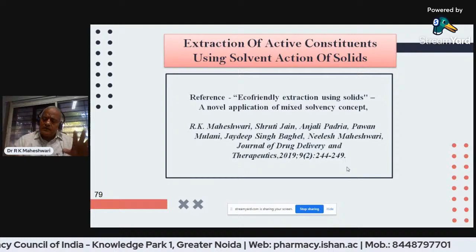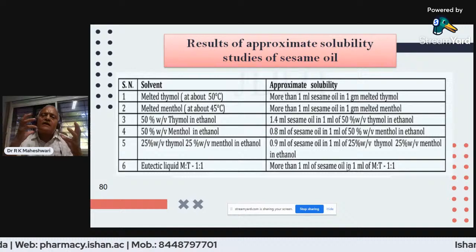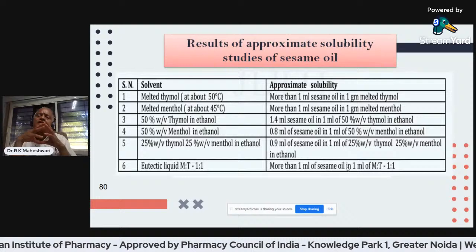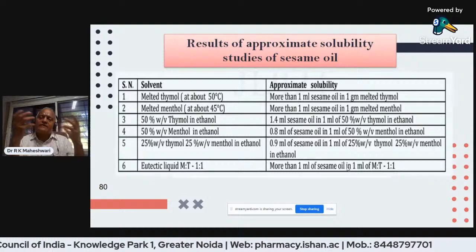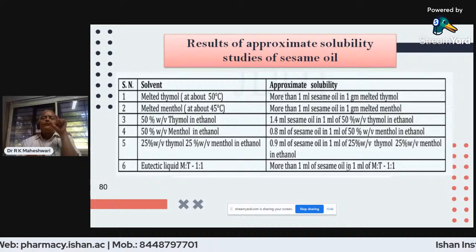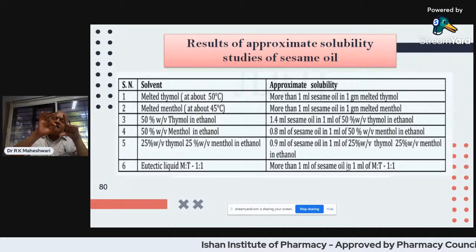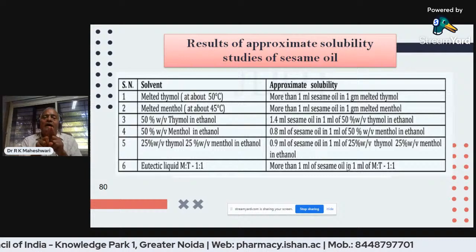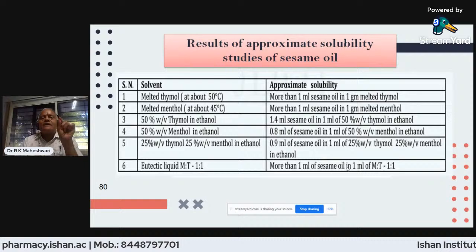I want to demonstrate to the world that solids can also be applied for extraction of active constituents from herbal powder. For a model active ingredient, we have selected sesamin. Sesamin is present in sesame seed powder. Sesame oil solubility was checked in different solvent systems like melted thymol. Thymol melts at about 50 degrees centigrade. One gram of thymol in a test tube in a water bath melts at about 50 degrees centigrade. To this clear colorless liquid, 0.1 ml sesame oil dissolves nicely, and so on. It was found that more than 1 ml of sesame oil is nicely dissolved by 1 gram of melted thymol liquid. So melted thymol is a very good solvent for sesame oil.